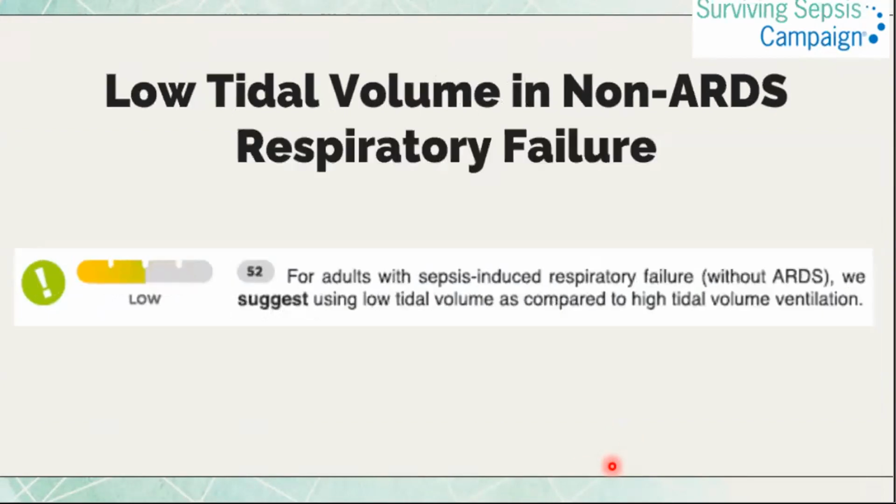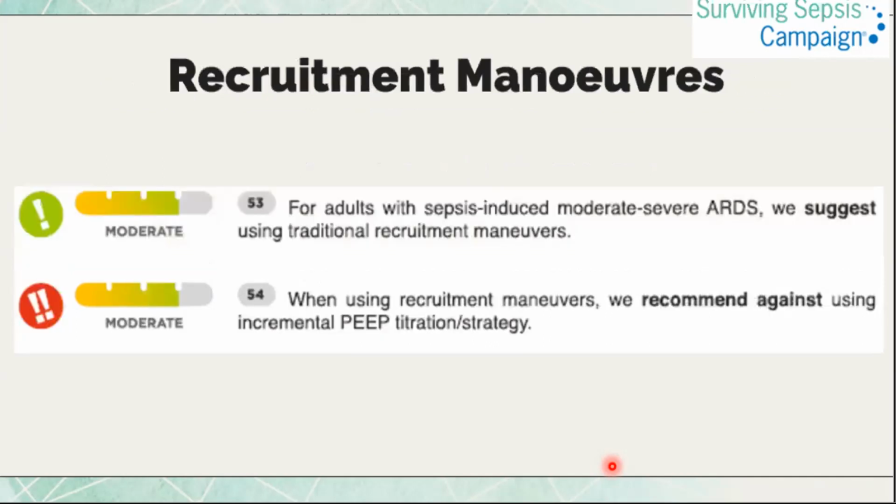For adults with sepsis-induced respiratory failure without ARDS, we suggest using low tidal volume as compared to high tidal volume ventilation. For adults with sepsis-induced moderate to severe ARDS, we suggest using traditional recruitment maneuvers. And when using recruitment maneuvers, we recommend against using an incremental PEEP titration strategy.